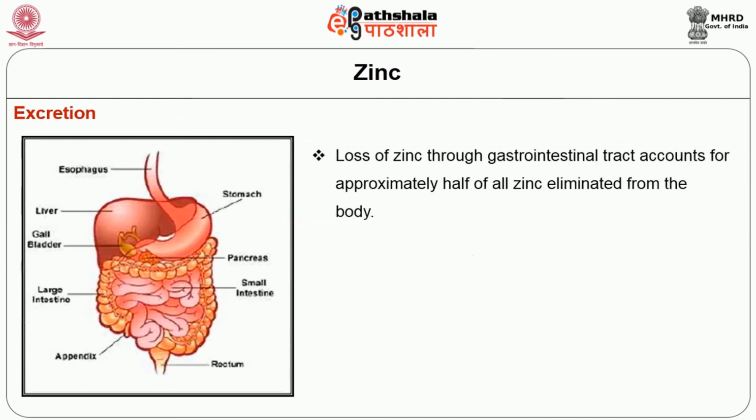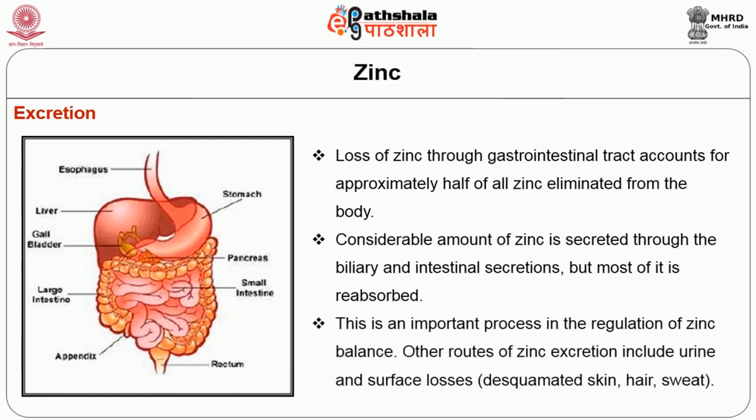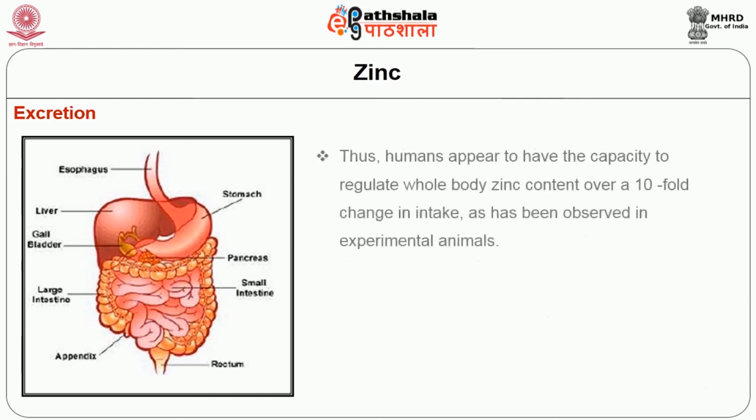Excretion. Loss of zinc through the gastrointestinal tract accounts for approximately half of all zinc eliminated from the body. Considerable amount of zinc is secreted through the biliary and intestinal secretions, but most of it is reabsorbed. This is an important process in the regulation of zinc balance. Other routes of zinc excretion include urine and surface losses, desquamated skin, hair, and sweat also. Thus, humans appear to have the capacity to regulate whole body zinc content over a tenfold change in intake, as has been observed in experimental animals.